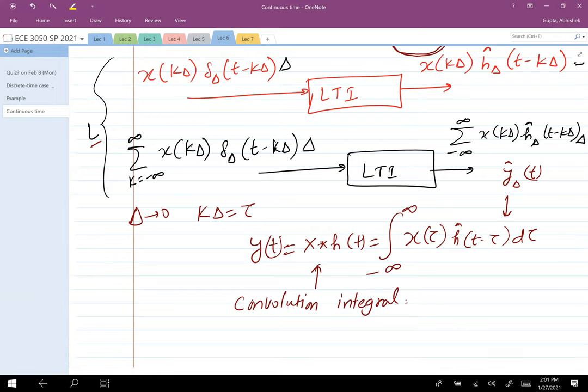This is the convolution in continuous time. So in discrete time, we had this convolution with summation. In continuous time, we have this convolution with integral. But the expressions are exactly the same for the convolution. Any questions so far? Is it obvious how we got this integral expression from the summation?